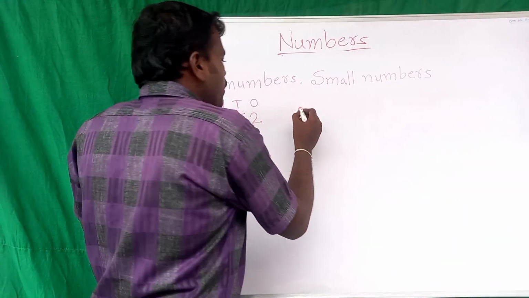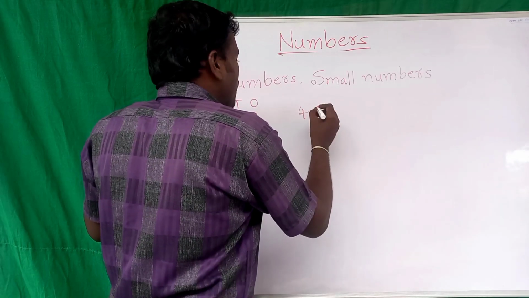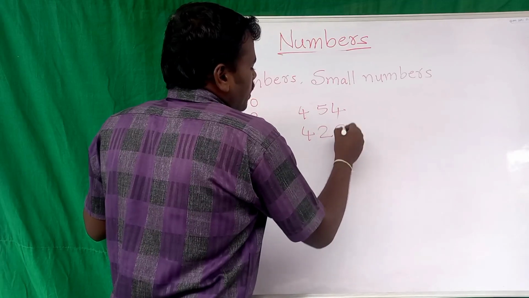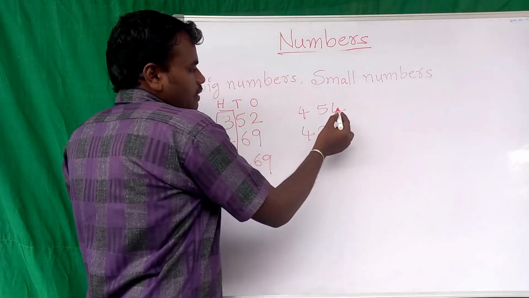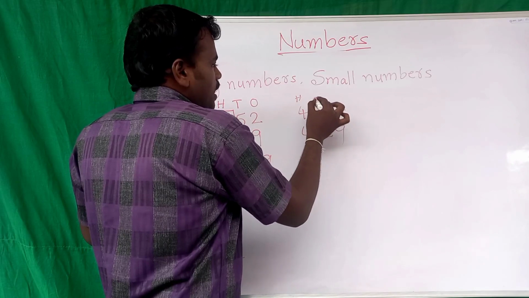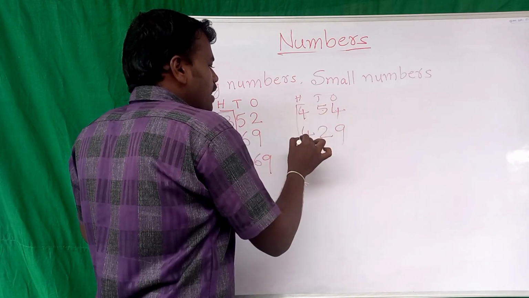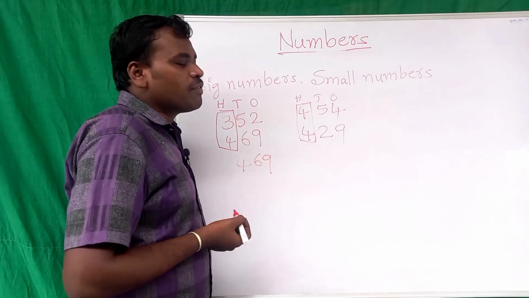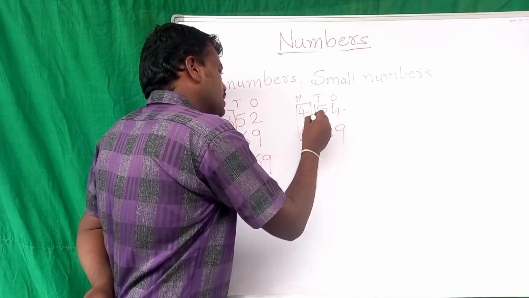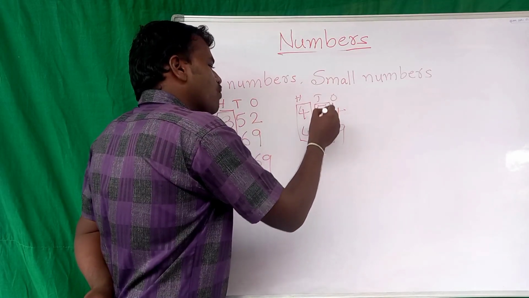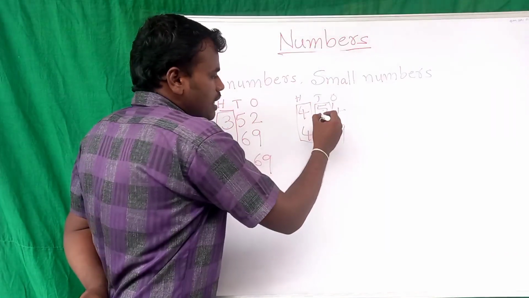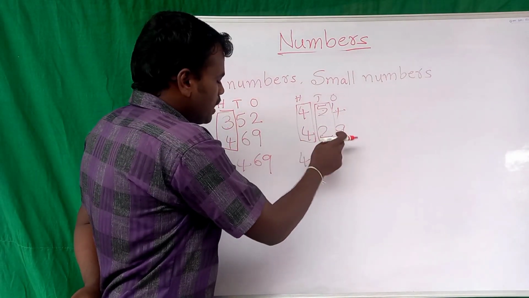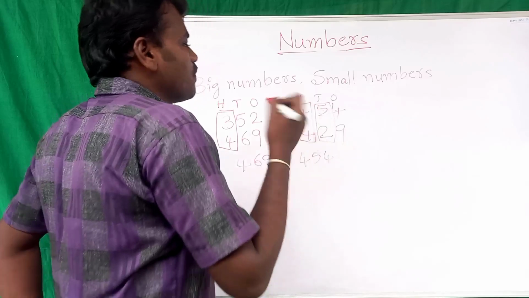Suppose the hundreds are the same, as in 454 and 429. Read hundreds room, tens room, ones room. Here the hundreds are equal, so which place do we compare? The tens room. In this tens room 5 and 2 are there. Which is bigger? 5 is bigger. So 454 is the bigger one, and 429 is the smaller one.